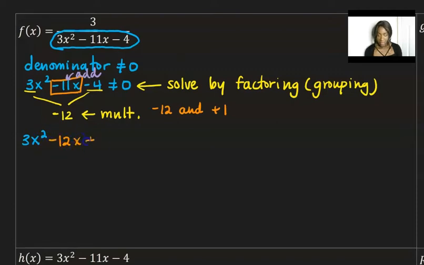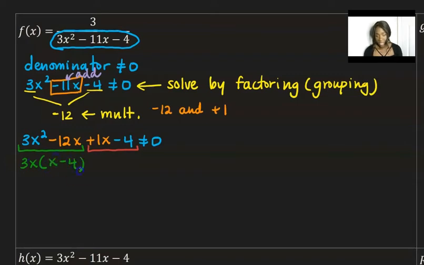So I'm going to use the -12 and the +1 to rewrite that -11x. So I still have 3x squared, but I'm going to replace the -11x with a -12x and a +1x, because those were two numbers that added up to -11, so we haven't changed the problem. And then I'll still keep the -4 and have that not equal to 0. And now that I have expanded it into 4 terms, I'm going to start grouping. I'm going to group the first 2 terms together, and I'm going to group the second 2 terms together.